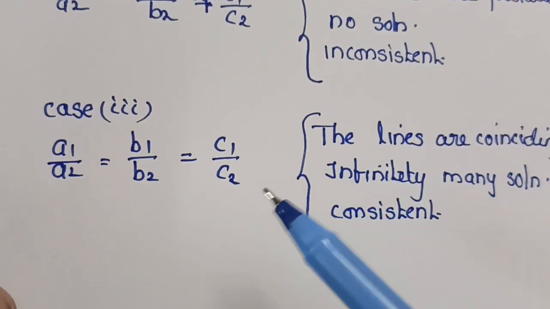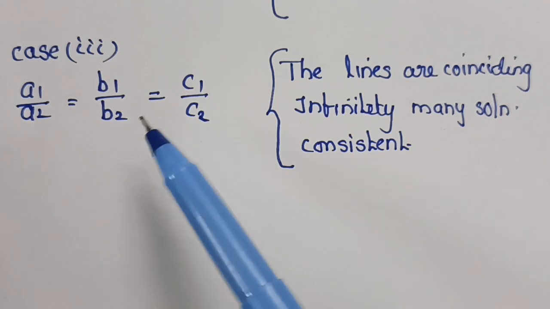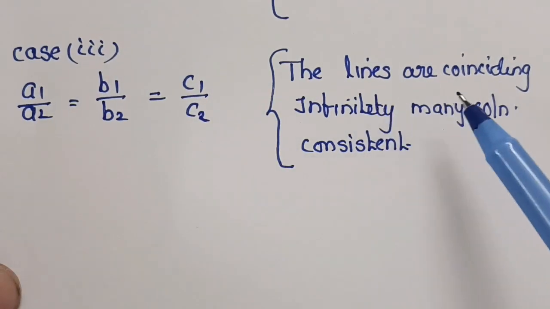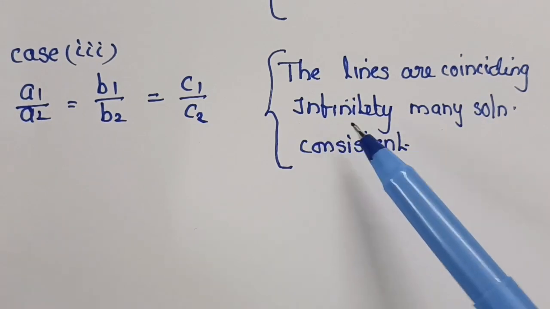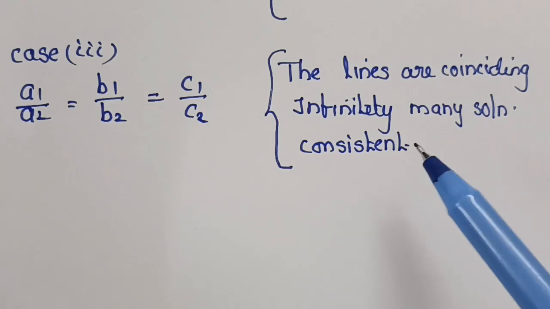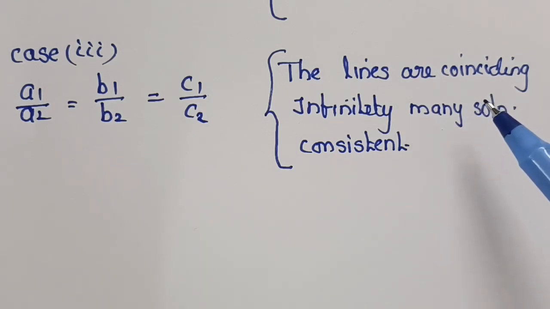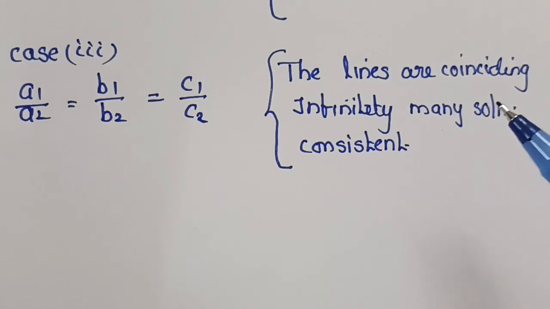Now case 3. If a1 by a2 equals b1 by b2 equal to c1 by c2, then the lines are coinciding or overlapping. There are infinitely many solutions and the system is consistent. Infinitely many solutions means there are solutions, therefore they are consistent.